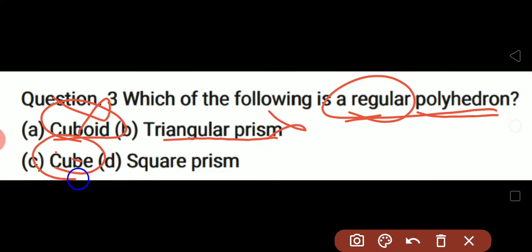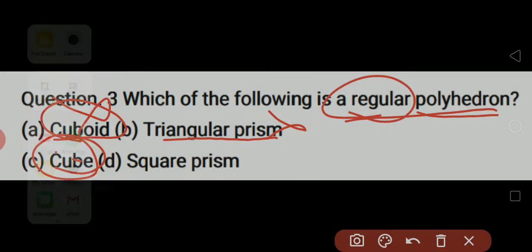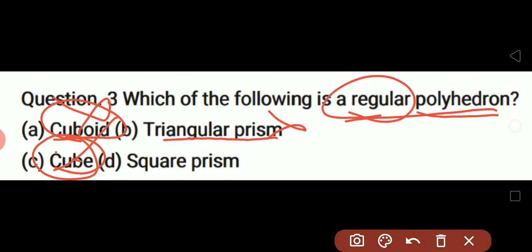A cube, yes. A cube is made up of 6 squares, and all the faces of the cube are congruent figures, so yes, a cube is a regular polyhedron. A square prism is also not possible because the top and bottom are both squares, but the side faces can be rectangles or parallelograms, so cube is the right answer here.